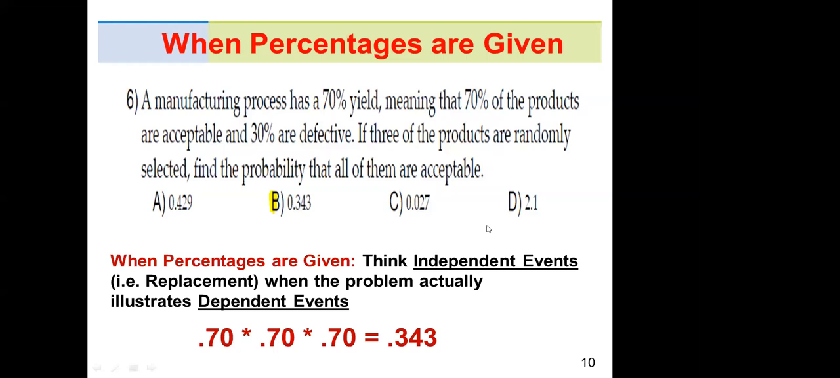I kind of like that because the probabilities don't change. I'm drawing three. If three products are selected, the probability of me getting an acceptable one is 0.70. Times, guess what? It's the same probability for me doing it again, 0.70. Times the third one, 0.70. I like these because even though theoretically these are dependent events, because I'm not given a raw count, I'm given percentages, I think of them as being independent, which means I can use the same probability over and over again, which makes my life that much easier.